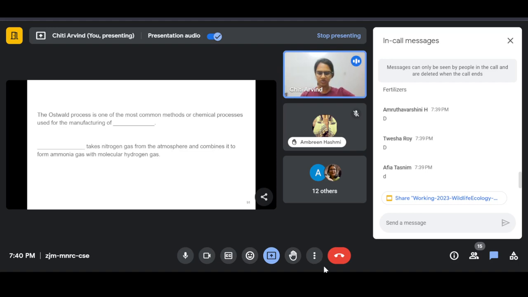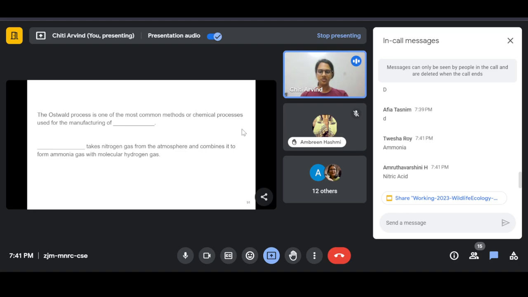Okay, the last question actually for the day. This is known as the Oswald process, and it is one of the most common chemical processes used for the manufacturing of nitric acid. Both these processes are quite famous and contribute towards a particular element cycle. Right, so it is actually, yes, nitric acid.